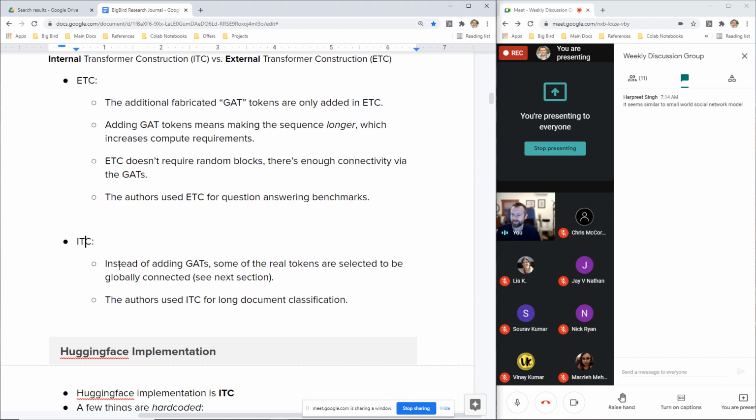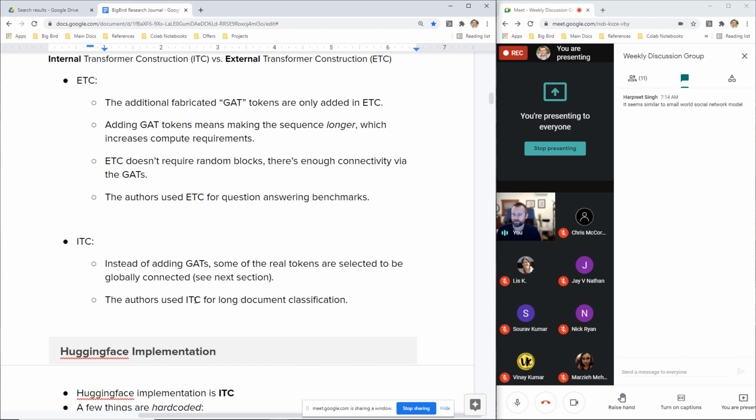And then ITC, the way they replace the global tokens is that instead of creating some imaginary global tokens and adding those on, they choose some of the existing actual tokens, the real tokens, and they make those globally connected. So they have those attend to every other token in the sequence. And I've got a good example of that in the next section here.